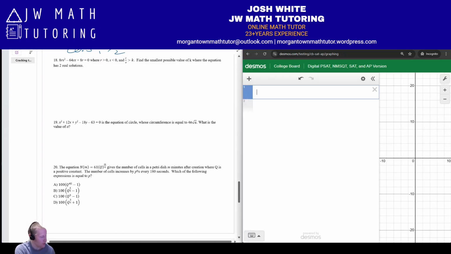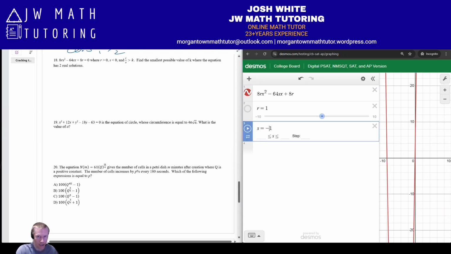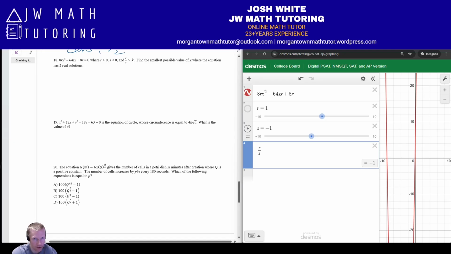All right, so first thing I'm going to do is type in this entire thing. Okay. Now, I'm going to add sliders for r and sliders for s. Since s is negative, I'm just going to make it -1. And now I'm also going to do r over s, since that's essentially my k. It's not your actual k value. It is the value that is greater.